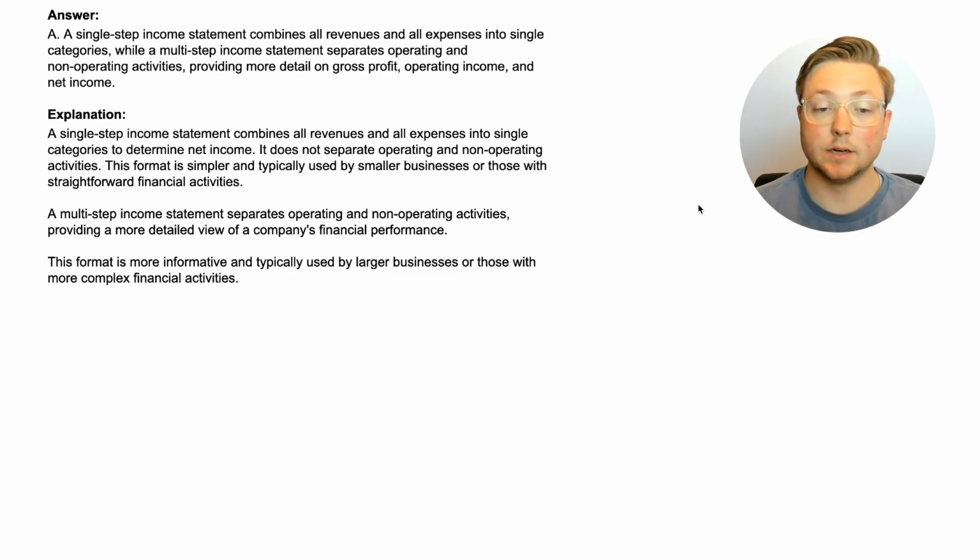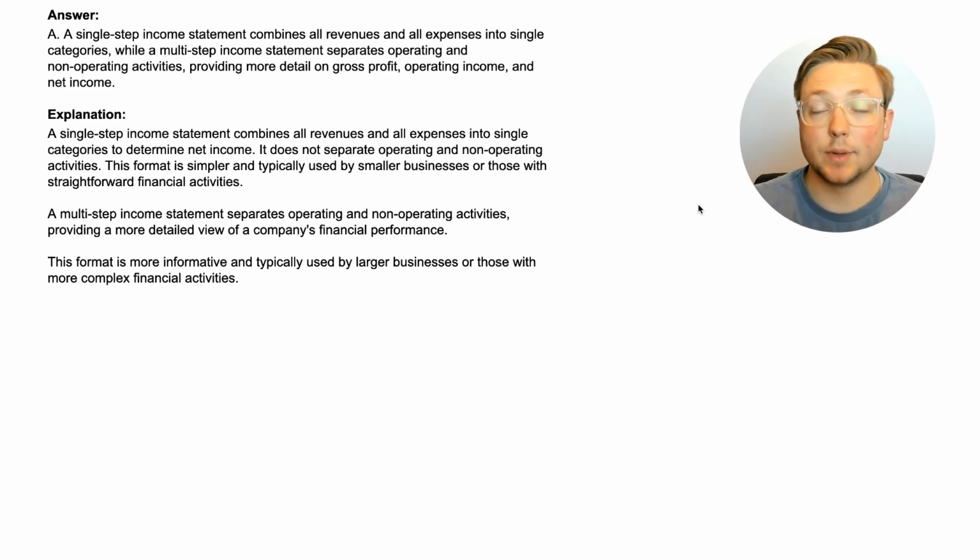And so again, it says it here, a single-step income statement combines all the revenues and it combines all the expenses and then nets those together, whereas a multi-step income statement separates it out. It separates it into those operating activities, the non-operating activities, and some other things, and we're going to dive into those in the following questions.